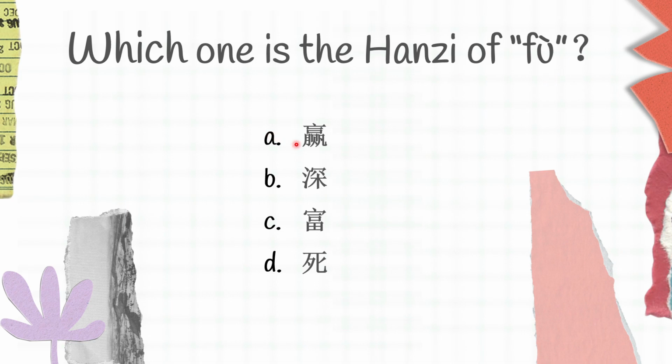A is Ying, B is Shen, C is Fu, D is Si, and Fu is C.